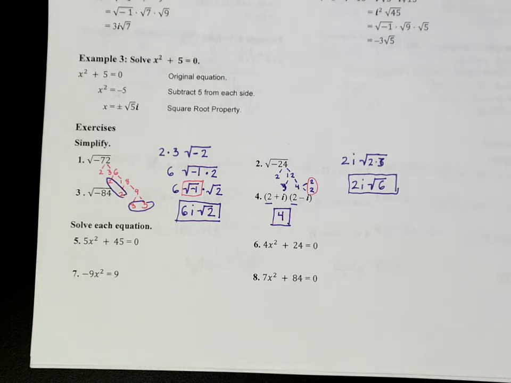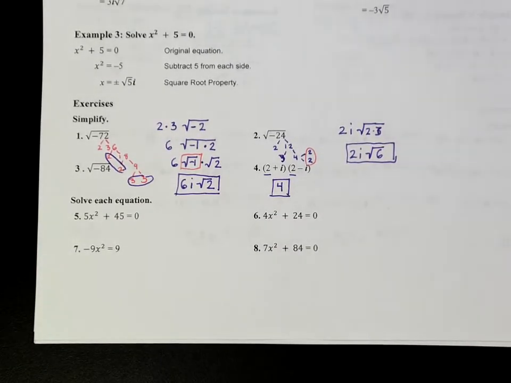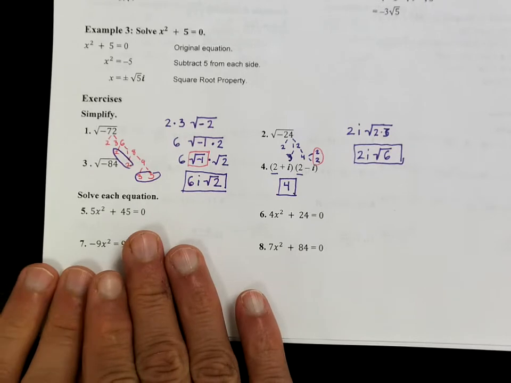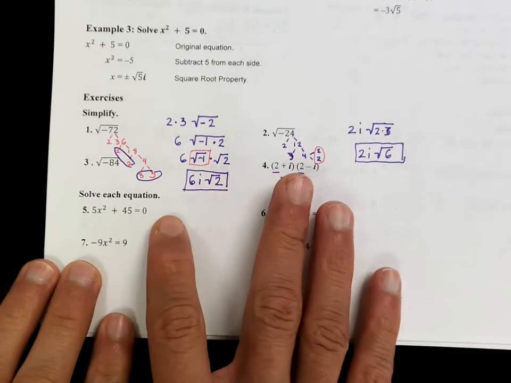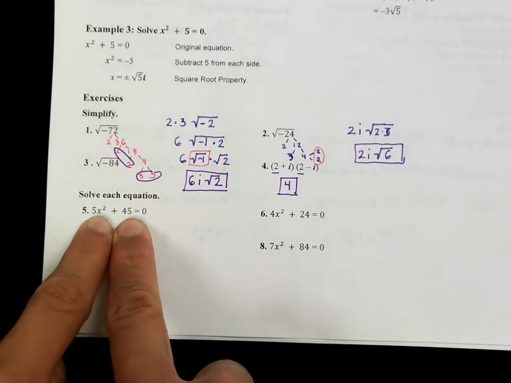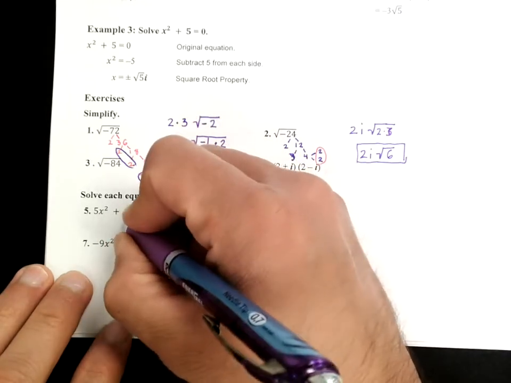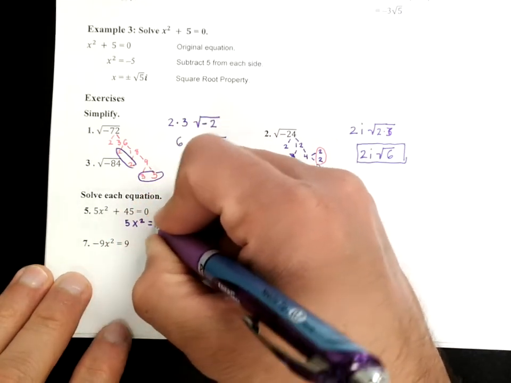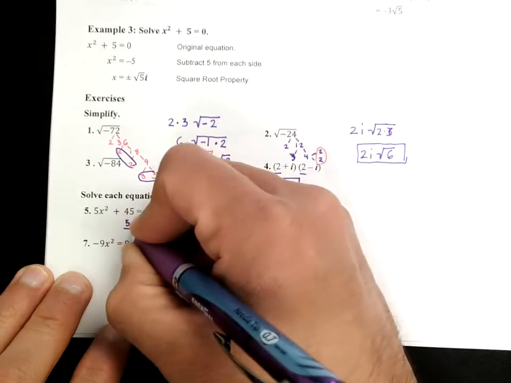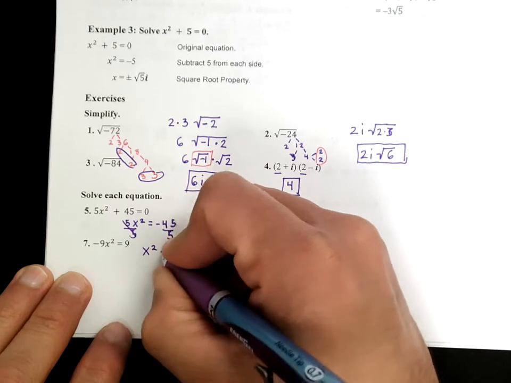Okay, so now to solve each equation, all you have to do in this case, instead of factoring, which you could do, we're actually going to subtract. Now notice the difference. On this one, we only have two terms. So if you have two terms, then you can actually do this. You're going to subtract the 45 from each side. So you have 5x squared is equal to negative 45. And then you're going to divide by 5. So you have x squared is equal to negative 9.